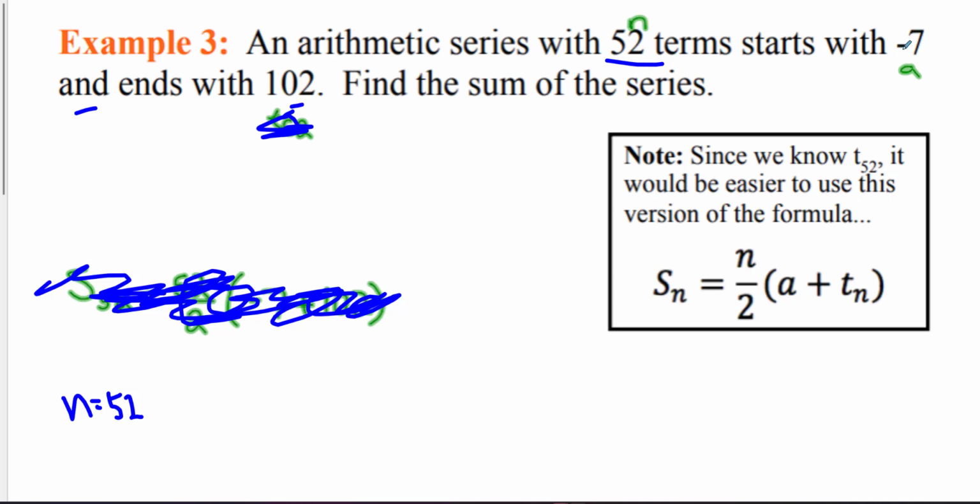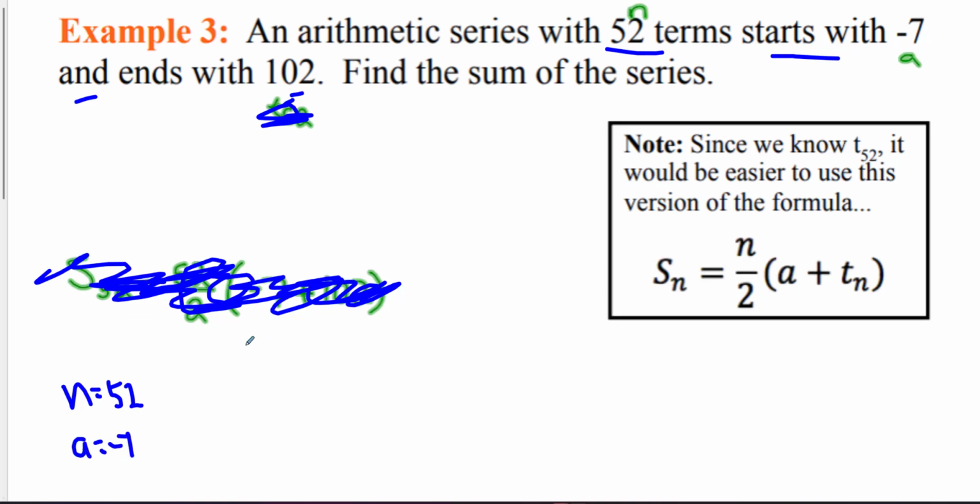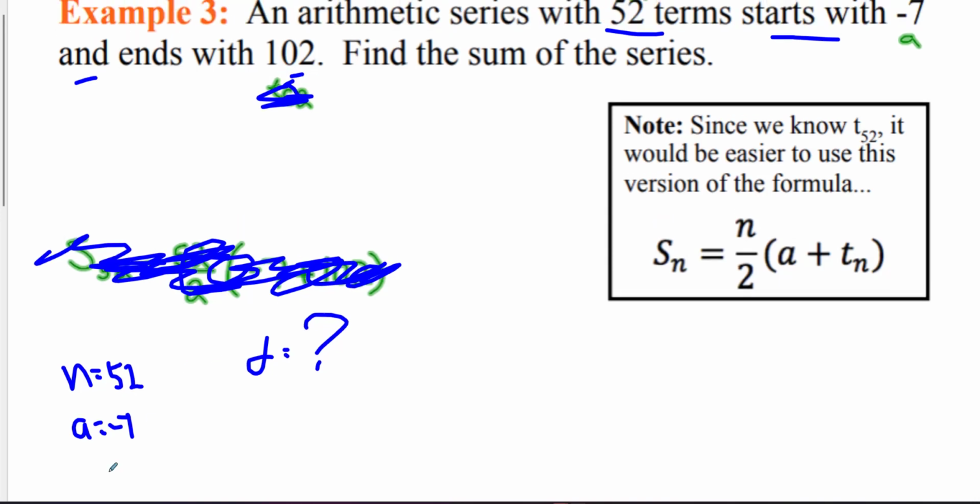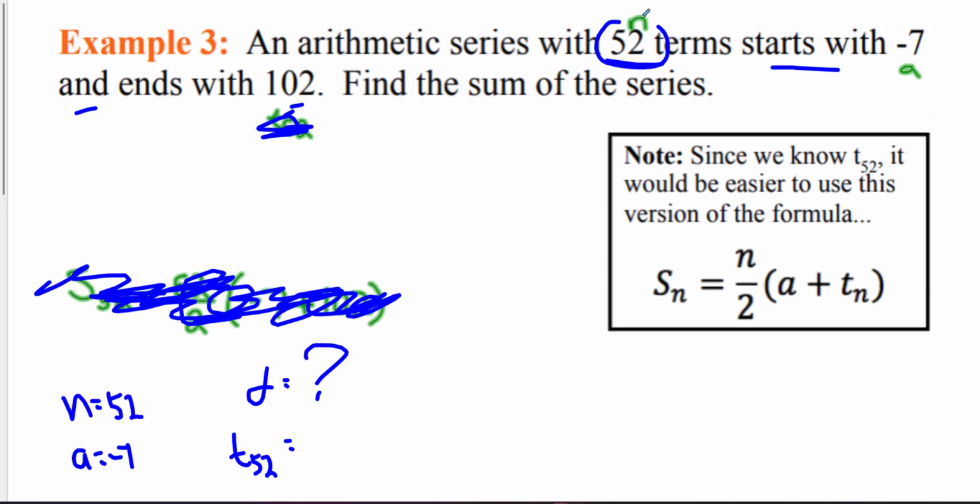We know A value is -7 because it starts with -7. And we do not have our D value because they didn't tell us by what amount it's going up by. But we do have our last term. And our last term is T52. How do I know it's T52? Because they told us that there's 52 terms. So the last term has to be T52, and that is 102.